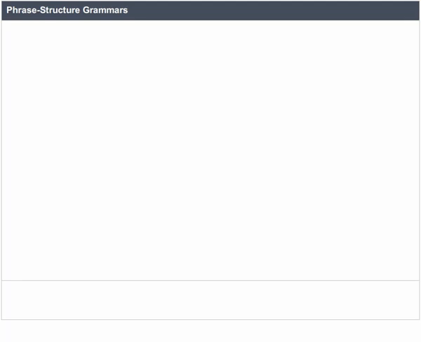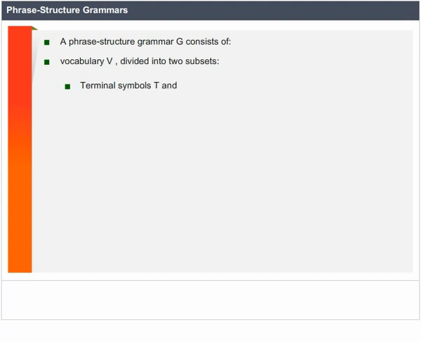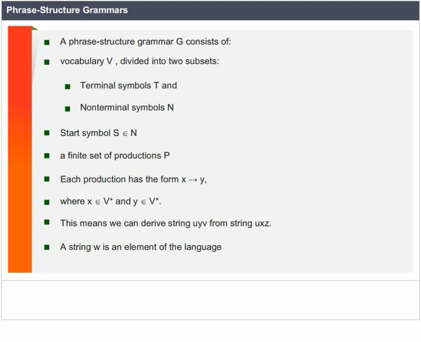Phrase structure grammars. A phrase structure grammar G consists of a vocabulary V divided into two subsets, terminal symbols T and non-terminal symbols N, a start symbol S belonging to N, and a finite set of productions P. Each production has the form X tends to Y, where X belongs to V plus and Y belongs to V star. This means we can derive string UYV from string UXV. A string W is an element of the language generated by G if W can be derived from S by applying a sequence of productions.